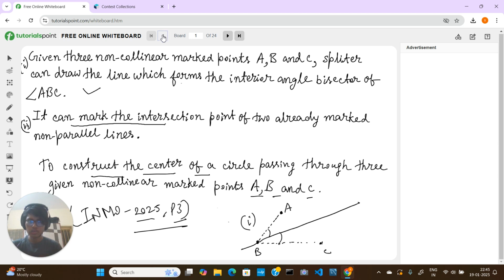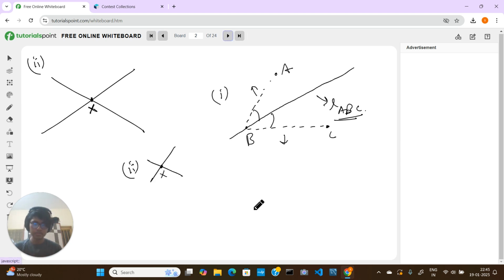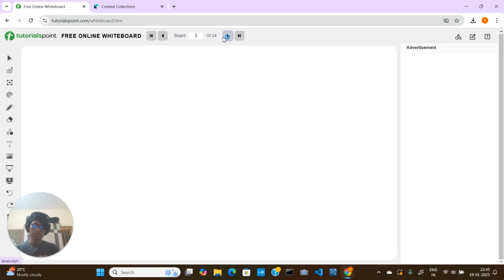And what are we supposed to do? We need to construct the center of a circle which passes through three given non-collinear marked points A, B, and C. Basically, we are given three marked points A, B, and C, and we need to construct the circumcenter of triangle ABC. This is what the question says. So let's start the problem.